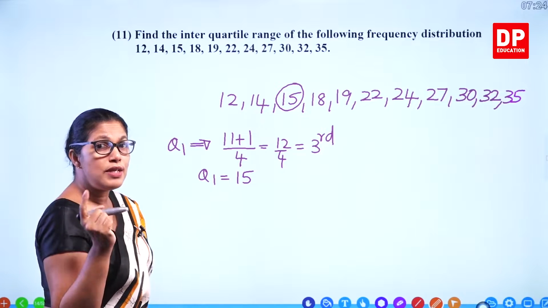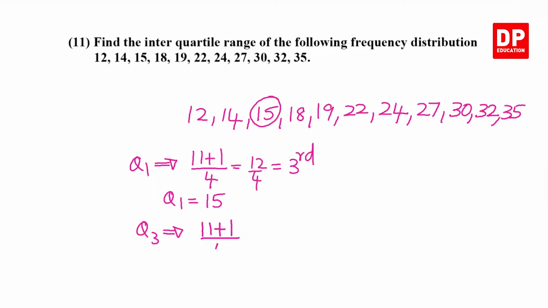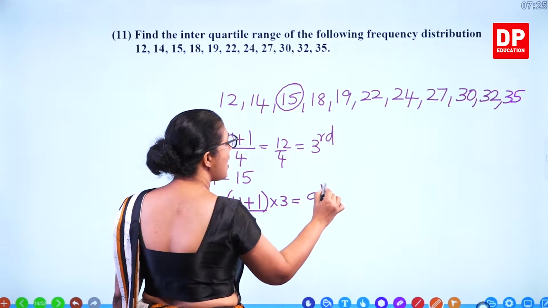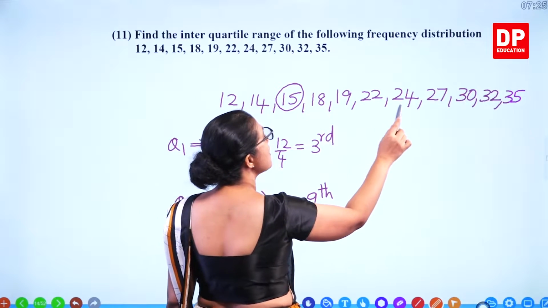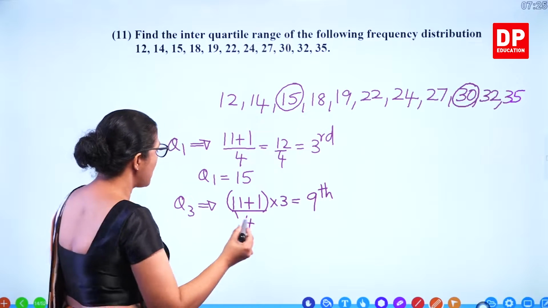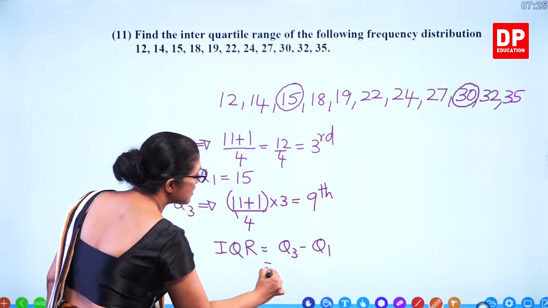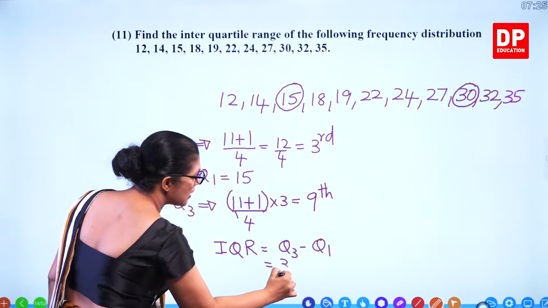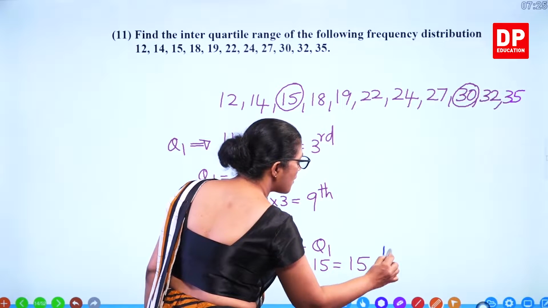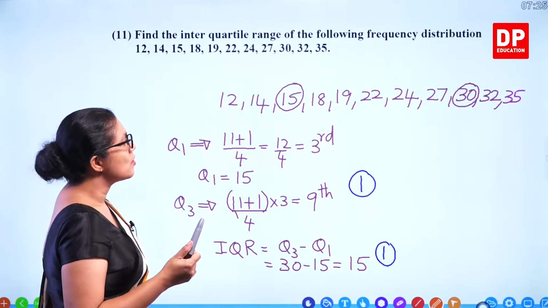To find out the interquartile range, you need third quartile as well. So third quartile is 11 plus 1 divided by 4 and multiply by 3, 3/4. So you get here 3 times 3, 9th one. 1, 2, 3, 4, 5, 6, 7, 8, 9. 30. So what's the difference between these two? So that's called the interquartile range. Interquartile range is Q3 minus Q1. That's 30 minus 15. So you get 15. So you get 1 mark for the correct answer and 1 mark to find out how you get it. Take the difference between third quartile and the first quartile.